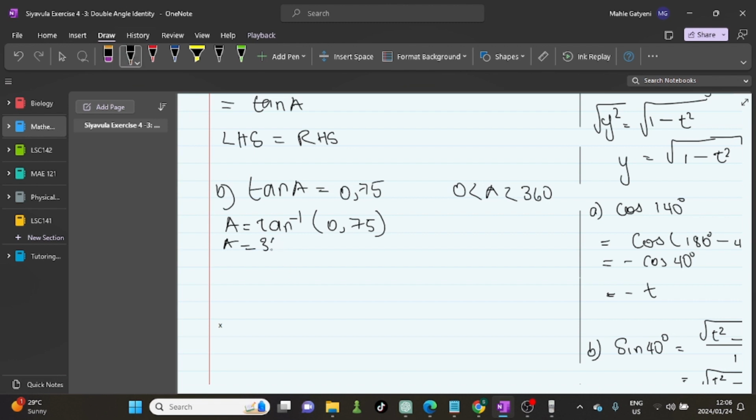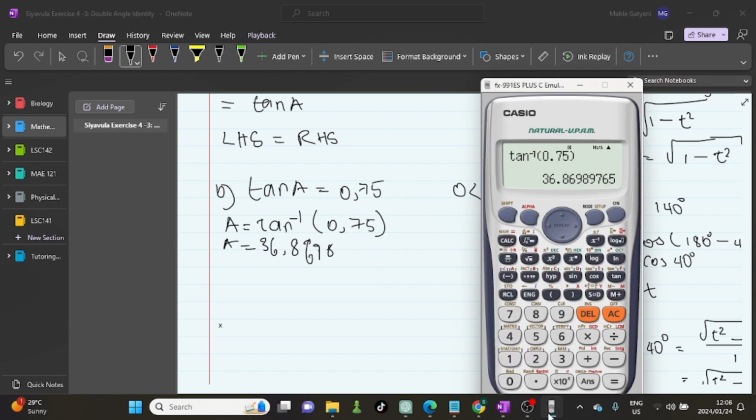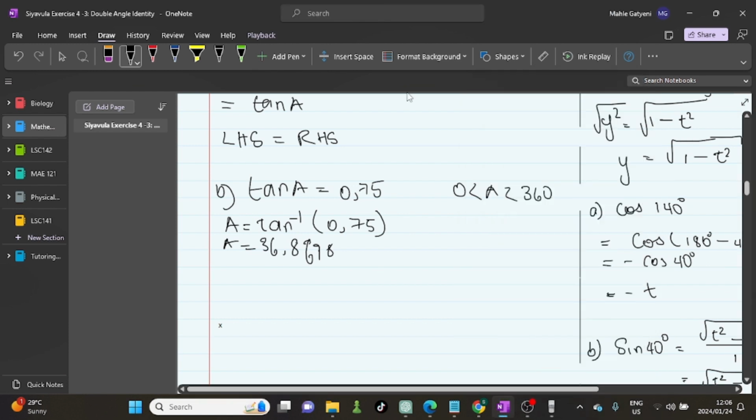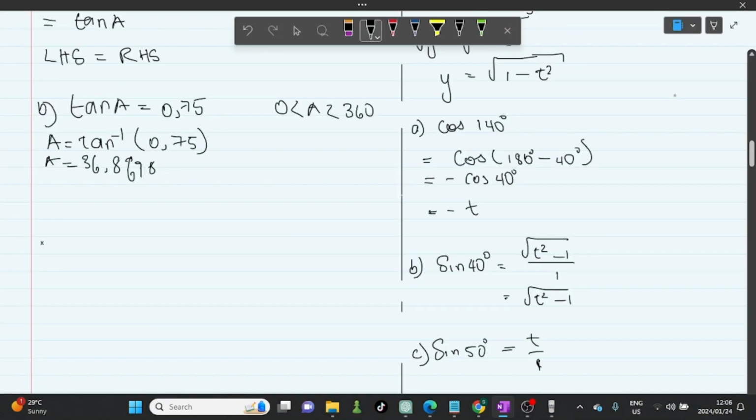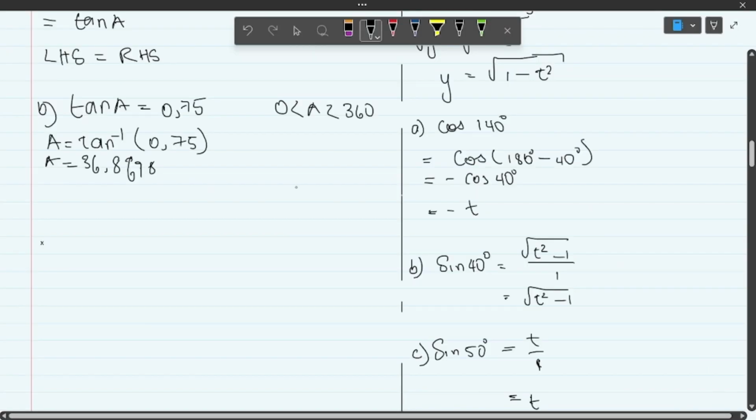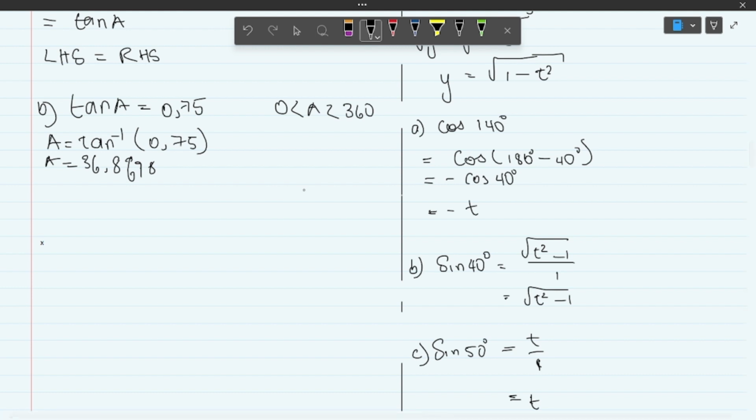So ngubani ngu 36.8698. Yabo. So i-reference angle yethu guys. And in the question it says, find A which is between 0 degrees and 360 degrees and is less than 360 degrees. So izaba ngubani? A is equals to, and then we know that bani u-tan.